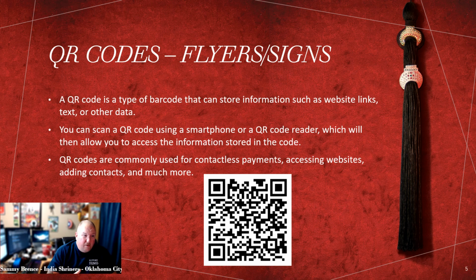All a QR code is, is a modern style of barcode that stores information. There's a bunch of ones and zeros inside that QR code that gives it your URL. It makes it super simple for somebody. Instead of having to remember the website name, they can just pull their phone out, scan that QR code, and it takes them right to the website and gives them all that information.